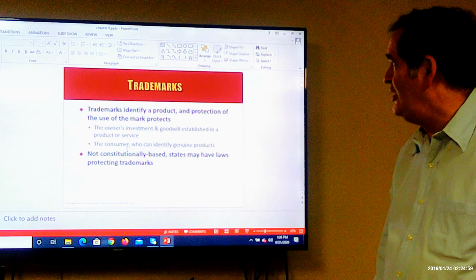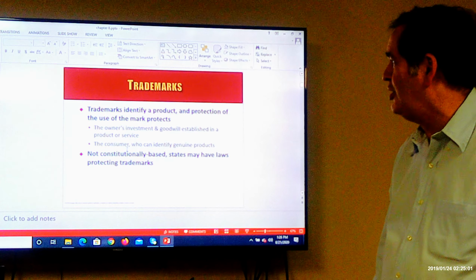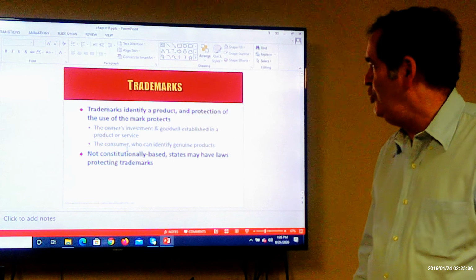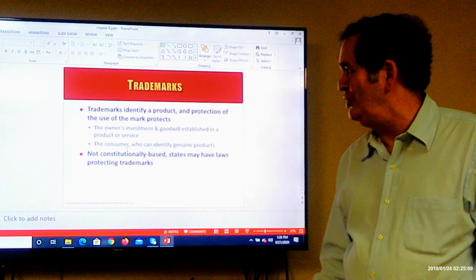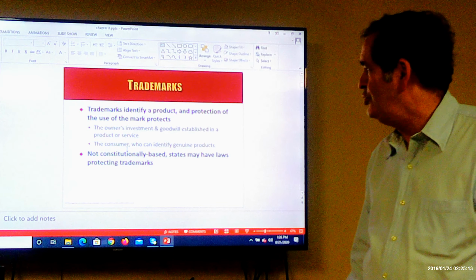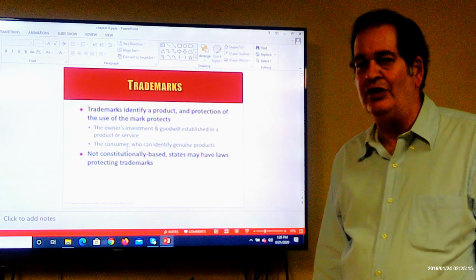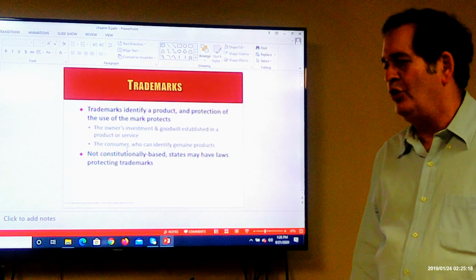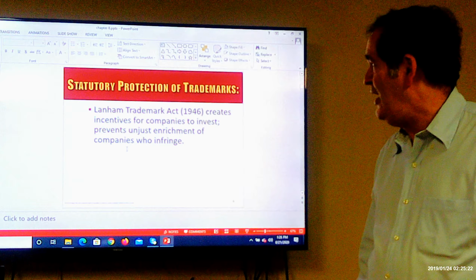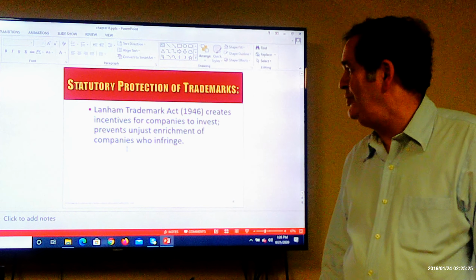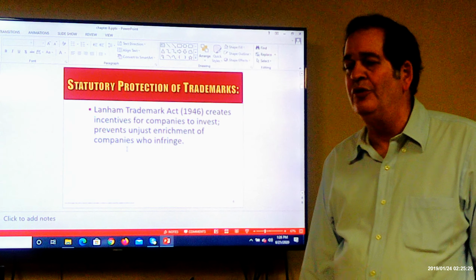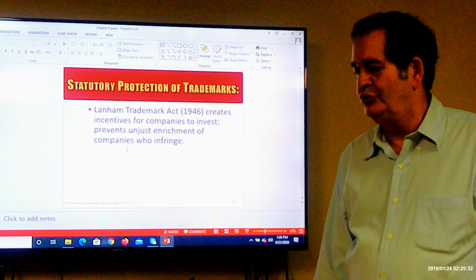Trademarks identify a product, and protection of the use of the mark protects those products. It protects the owner's investment in goodwill established by the product, as I just said, and it protects the consumers. It's not constitutionally based, and states may have their individual laws regarding trademarks, but it is federally protected. So the Lanham Act creates incentives for companies to invest. It prevents unjust enrichment of companies who infringe on trademarks.